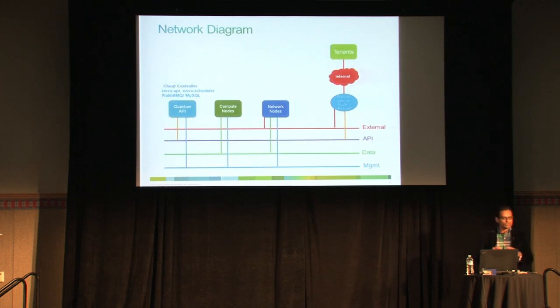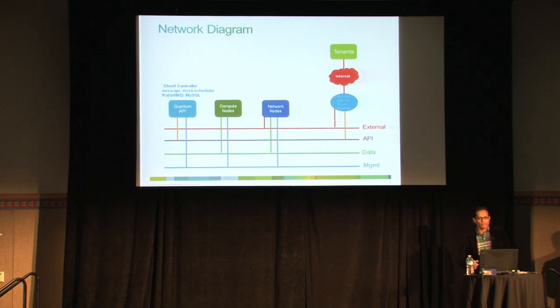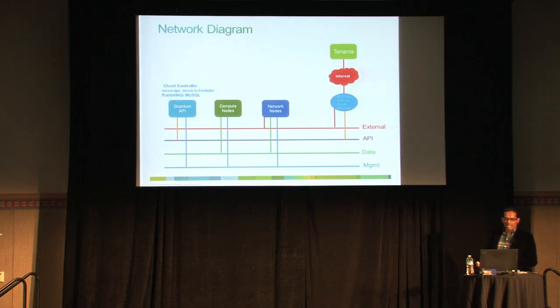So here is a network diagram. This is how you would deploy a test Quantum in your environment. You build these four networks: external, API, data, management. And these are all your servers. One server is your controller server. You run the Nova API, controller, RabbitMQ, MySQL, and the Quantum API. And you have the compute nodes, the nodes on which the VMs will be spun. This is where the Nova compute runs. And the network nodes, these are the network gateway nodes if you're planning to do that gateway kind of architecture. So all of these nodes will need connectivity to the management network, of course, right?